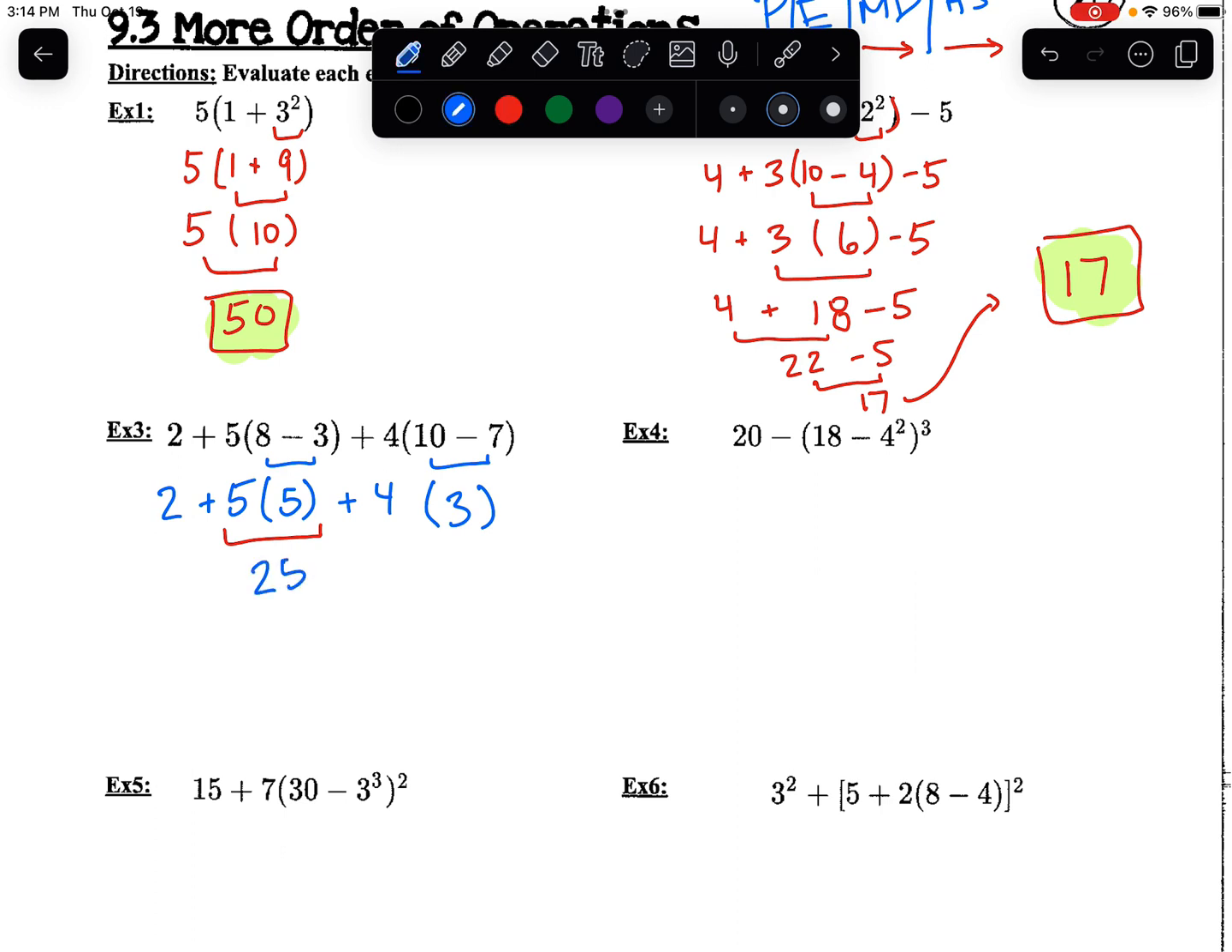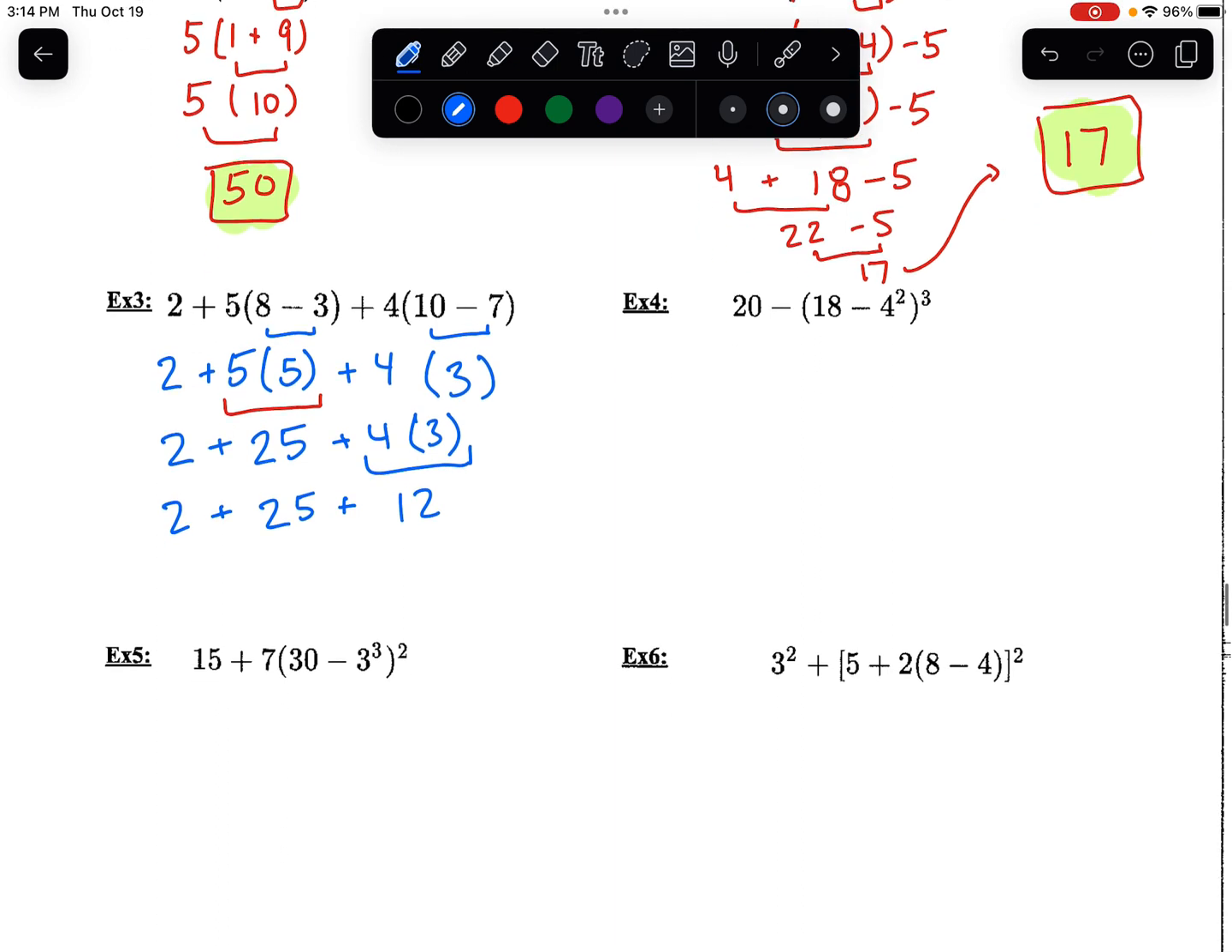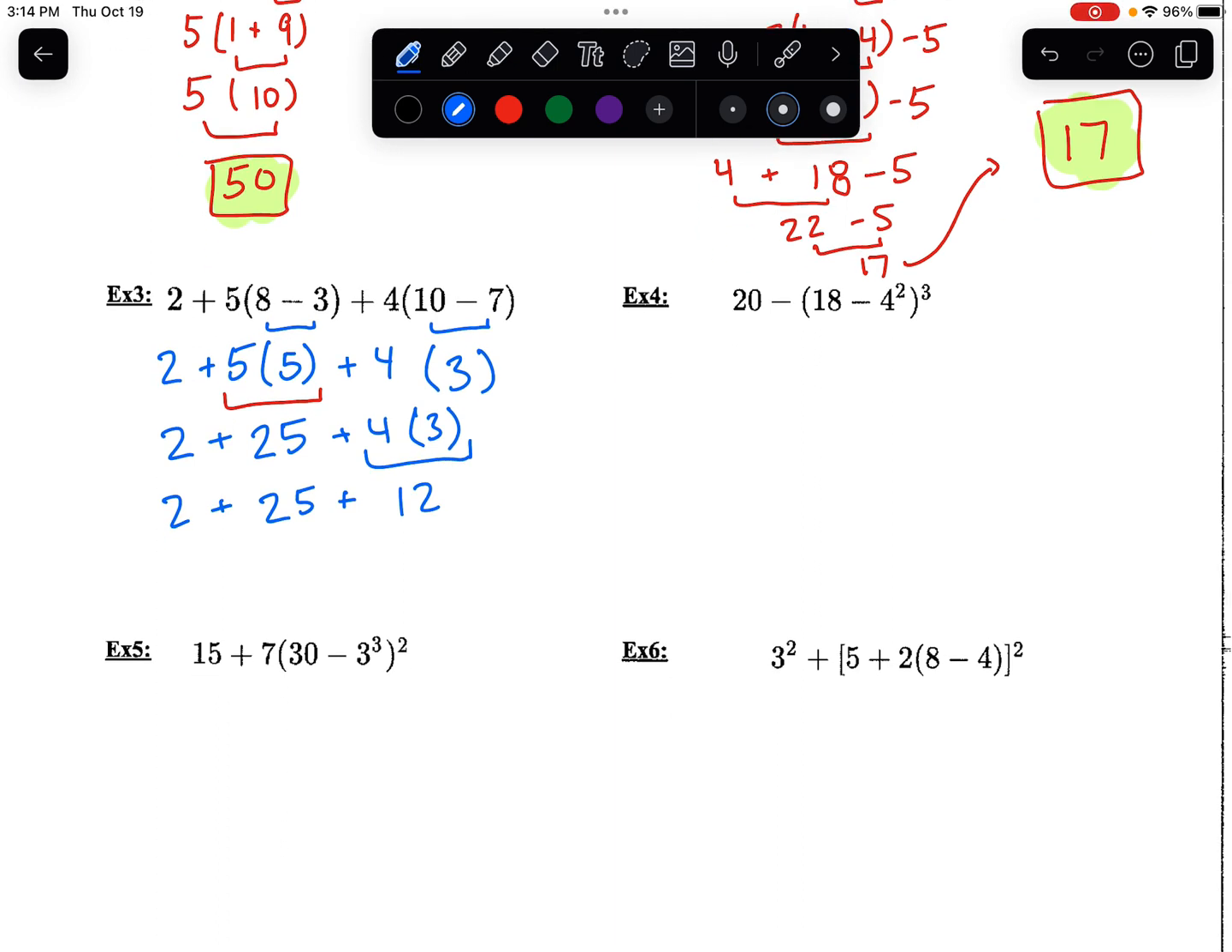That gets us 25. Bring down the 2, the plus, bring down the plus, the 4, and also the parentheses 3. Multiplication again. That is 12. Bring down the plus, the 25, the plus and the 2, and then we go left to right, or it's 2 plus 25 plus 12. Technically do them all at the same time. That's 27. And that is 39, I believe. 27, 37, 39, yep, 39. Our answer is 39. Let's do example 4.